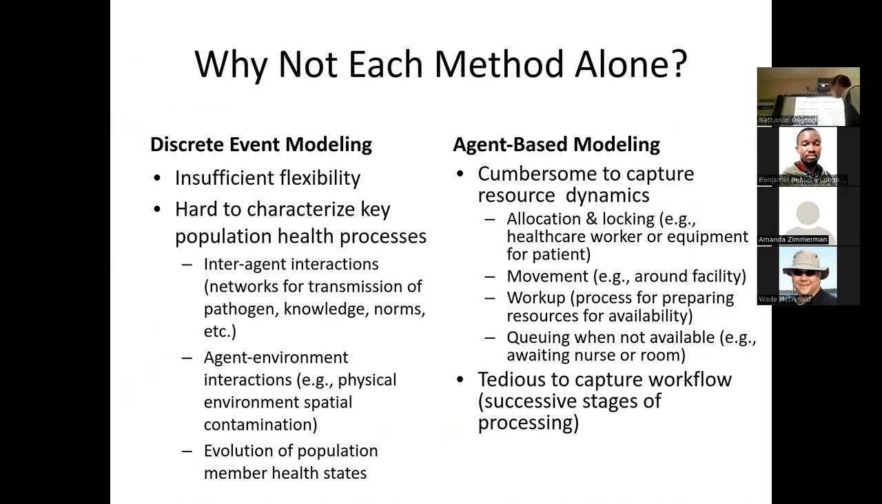So why not each method alone? Well, discrete event modeling is just not a very effective tradition for capturing people out there in the community, interacting with each other, spreading infection, et cetera, moving around with mobility in the community. It can be hard to characterize certain types of key processes for population health. And agent-based modeling is cumbersome and requires a lot of work to represent resource-constrained dynamics.